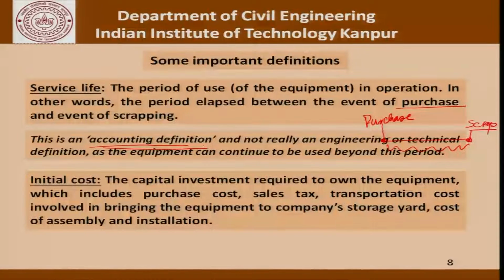Another definition that we must keep in mind is the initial cost. This is the capital investment required to own the equipment, which could include the purchase cost, taxes as may be applicable, transportation cost involved in bringing the equipment to the company's storage yard, and cost of assembly and installation.